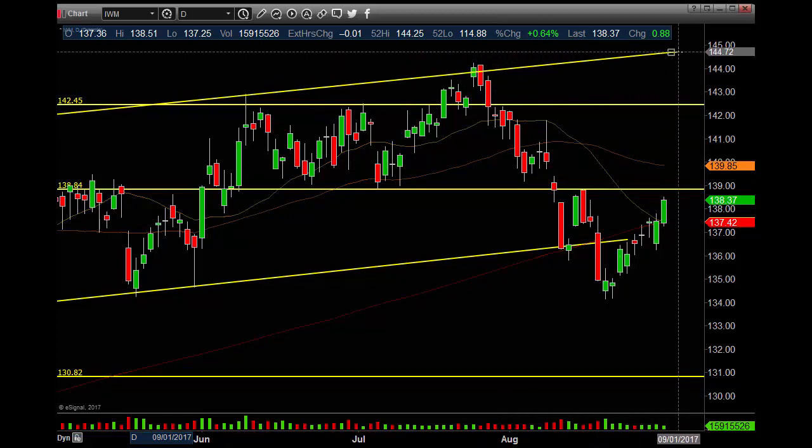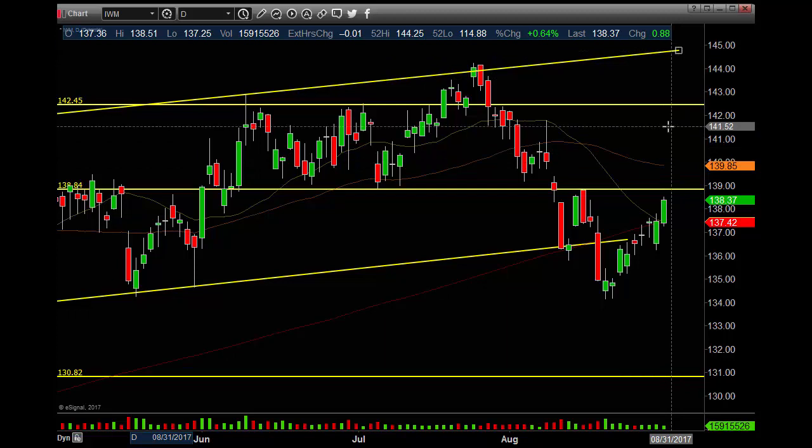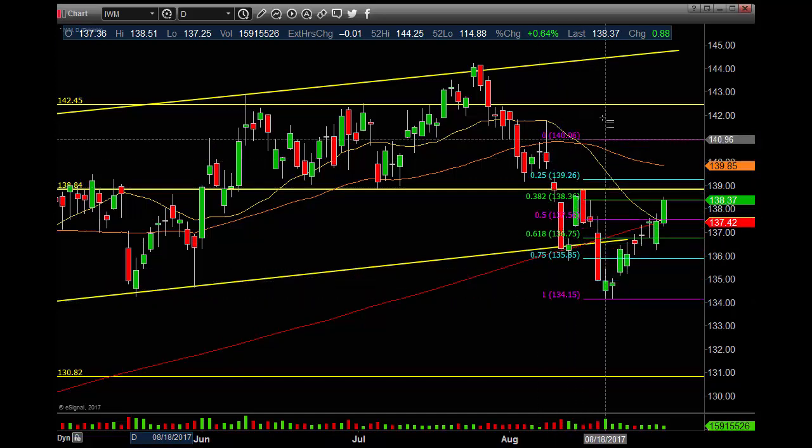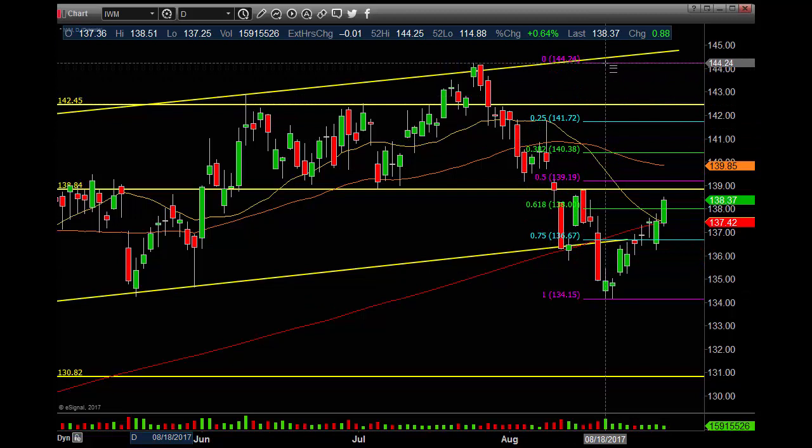So let's see if we could make it back up into the 50 MA, possibly fill this gap right at 140.03 or so. I want to stick a Fibonacci in here as well. Let's see what we're getting on some retrace levels from that high to this low.